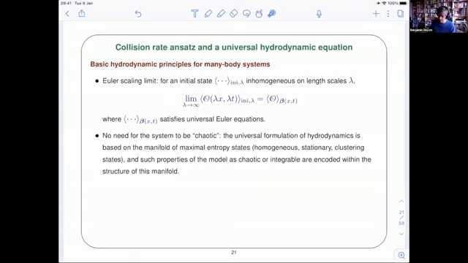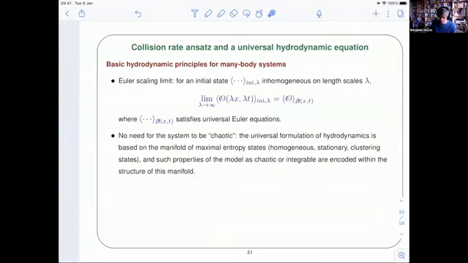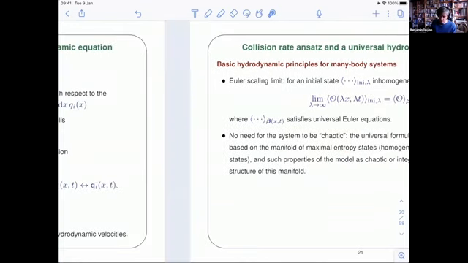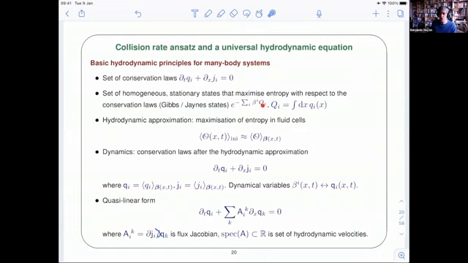What's the difference? Well, the difference is that the manifold of maximal entropy states will be very different if the system is chaotic or not. Of course, this is natural because the maximal entropy state is controlled by the conserved charges. If you have just a few conserved charges, you have a finite dimensional manifold, but if you have a lot, you're going to have an infinite dimensional manifold. And so you have much less reduction of degrees of freedom when the system is integrable, for instance, but you still have a reduction, and there is still a hydrodynamic notion. Okay, so that's the idea.